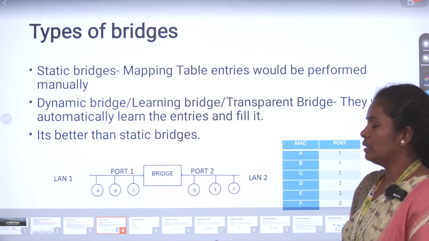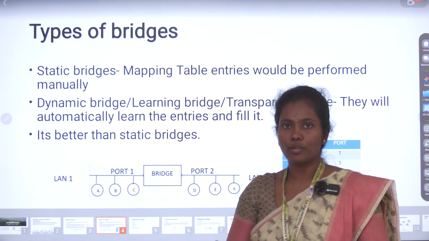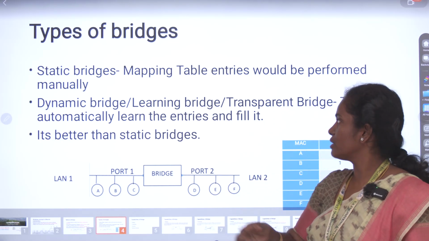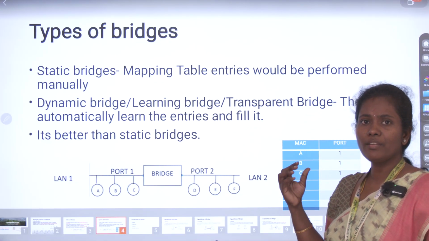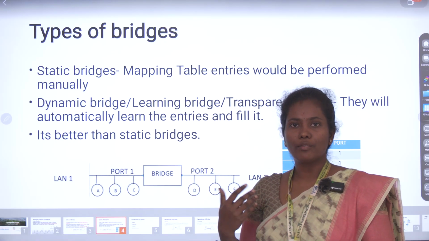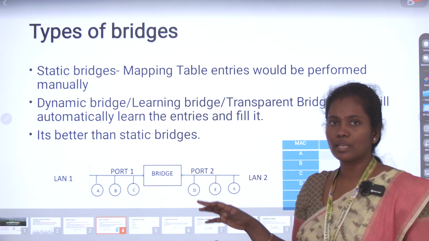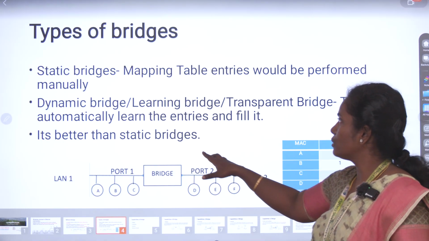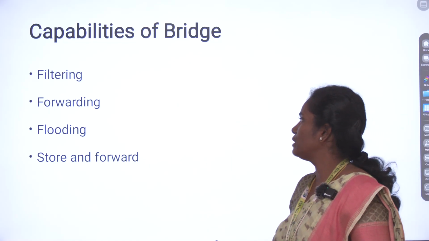If the mapping table is entered automatically, we can say it is a dynamic bridge, or a learning bridge, or a transparent bridge. If you have a small network, you can go for a static bridge. If more systems are connected, it is better to use a dynamic bridge. Next, we will see capabilities of a bridge.